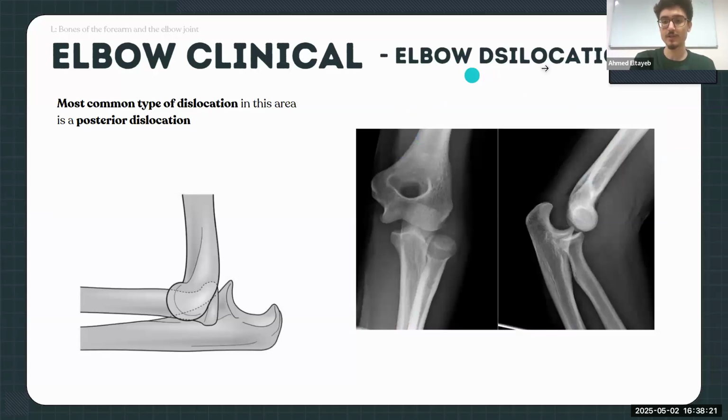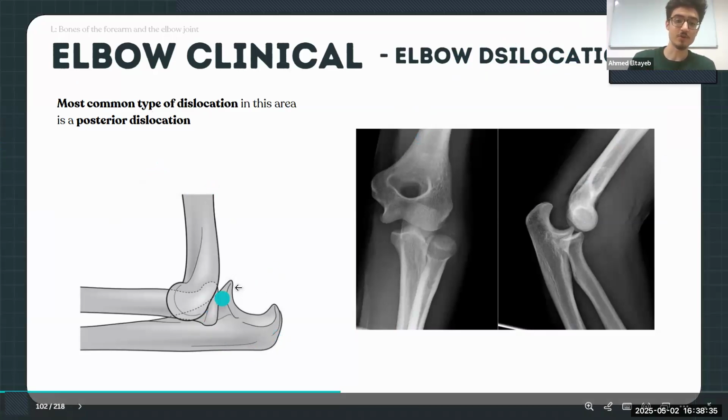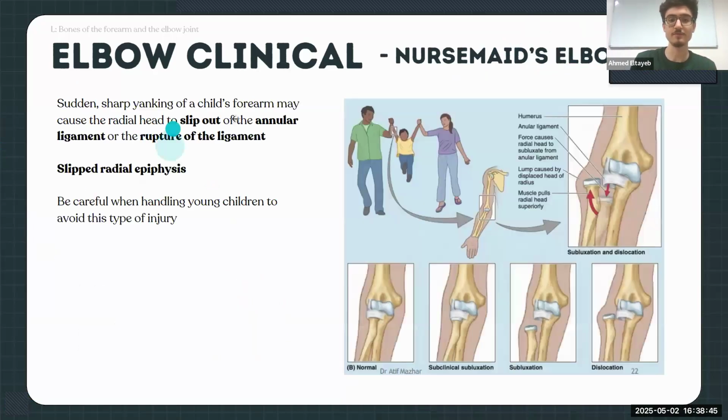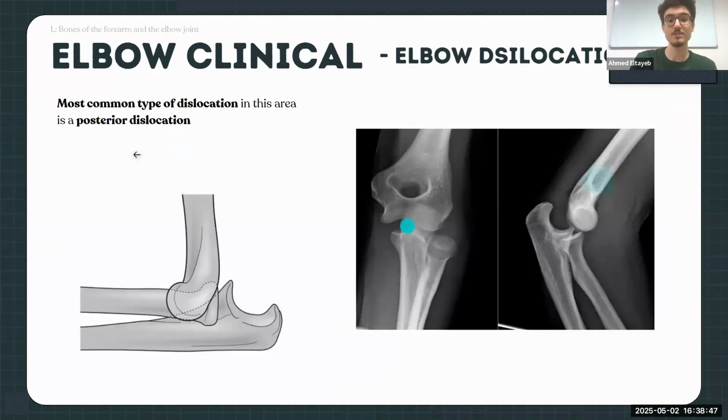What about elbow dislocation? Don't even ask about the spelling mistake here. It's a simple dislocation due to trauma, okay? And most commonly, it's a posterior dislocation. Because think about it, your olecranon and coronoid are very big structures. They are easier to dislocate backward, posteriorly, rather than anteriorly. So the most common type of elbow dislocation is posterior elbow dislocation.